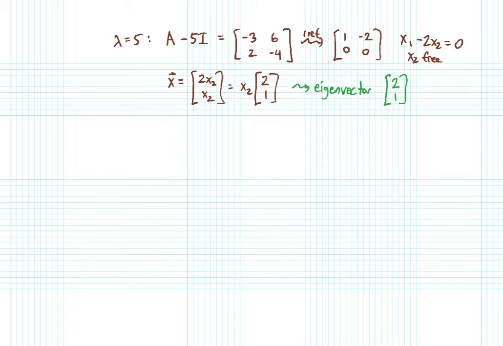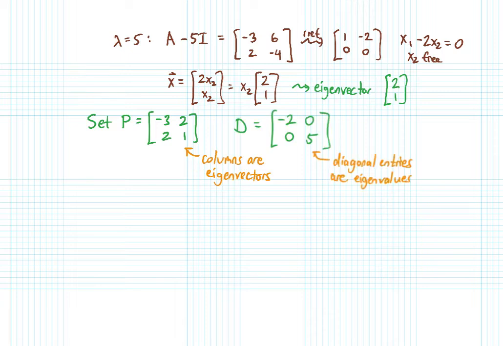And so now we have two linearly independent eigenvectors, and so we have enough information to describe the diagonalization. We set P to be the matrix whose columns are the eigenvectors, and we set D to be the diagonal matrix whose diagonal entries are the eigenvalues. And notice that they match up. The first column of P is the eigenvector that corresponds to the eigenvalue that's in the first column of D. And it's important that they match up like that, but beyond that, the order doesn't matter.